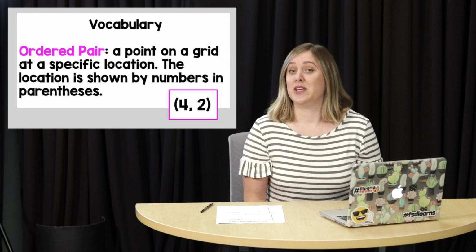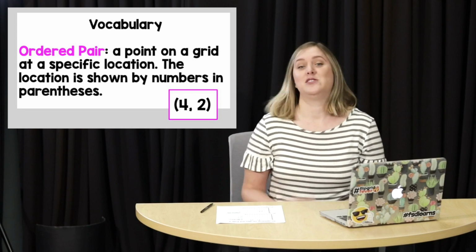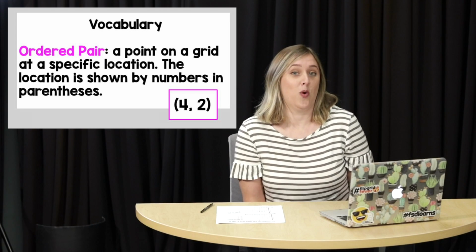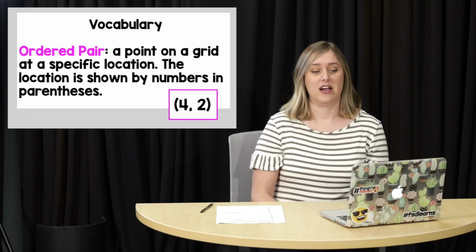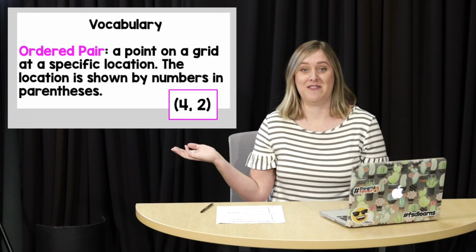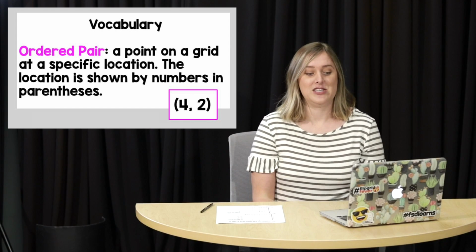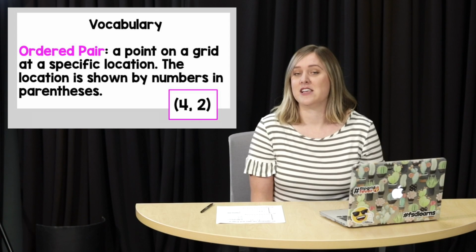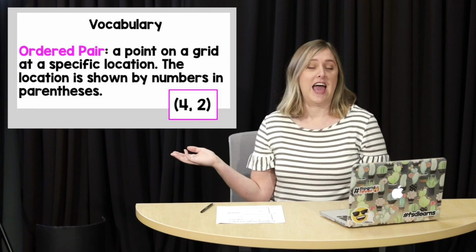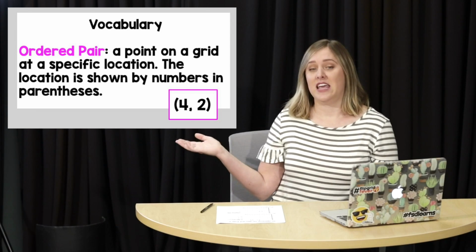So let's jump in. It's really important to start with some vocabulary. The first word we'll talk about today is called an ordered pair. Now, an ordered pair is a point on a grid at a specific location. The location is shown by numbers in parentheses. So as you can see up on the screen, I have 4, 2. That is an ordered pair.